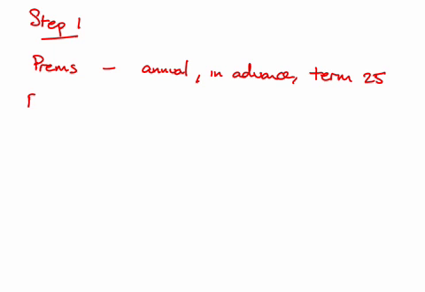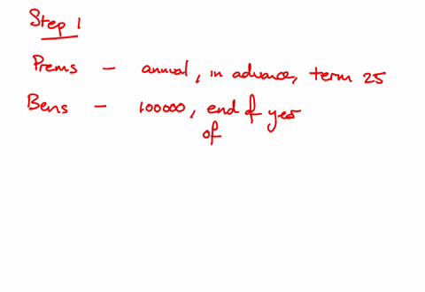So what we have is premiums, and we are told these are annual, they're in advance, and there's a term of 25 years. We also have benefits. The benefit is £100,000 to the end of the year of death. And again, the death has to be within the term of 25 years.